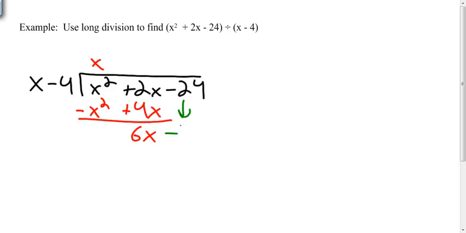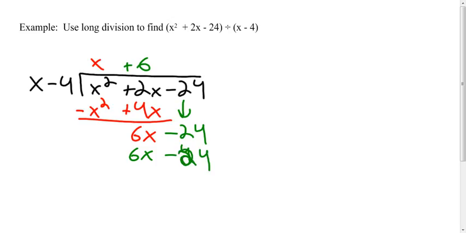This time I'm just going to drop down the 24 now, so we don't forget to later. Again, you don't have to do it now, you can do it later. It will come up though. x going into 6x is just 6. So 6 times x is just 6x. 6 times negative 4 is negative 24.